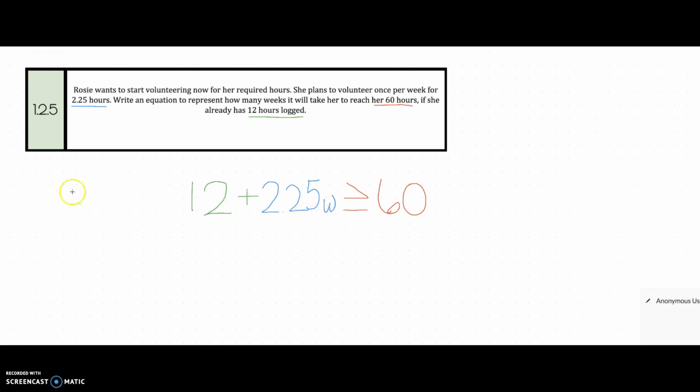Since I used a variable there, I do want to define it, so I'm just going to go back up by weeks and put a W. And now I want to make sure this makes sense. So I have 12 hours already logged, plus the 2.25 that I do every week. And that needs to be greater than or equal to 60 hours that I need total. This all seems to make sense, and that's the whole learning target, is just making sure you can get all those pieces out of the story.